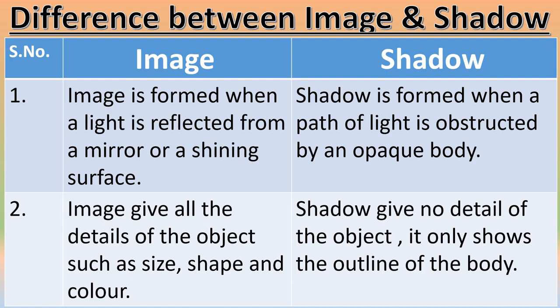Point number 2. Image gives all the details of the object such as size, shape, and color, whereas shadow gives no detail of the object, it only shows the outline of the body.